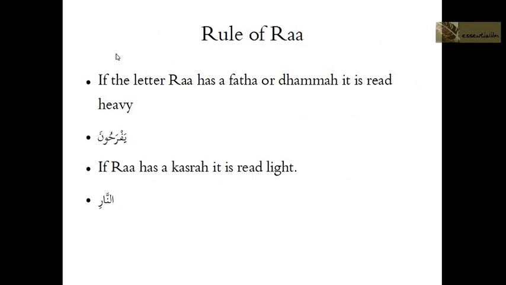Now the rule of Ra is similar to the rules of Allah, in that if the letter Ra has a fatha or a dhamma, it is read heavy. Example, yafrahuna. If someone said it light, that would be incorrect because the Ra is heavy because of the fatha. If the Ra has a kasra, it is read light, like an-nari. If someone said it heavy, that would be incorrect because the Ra is read light.